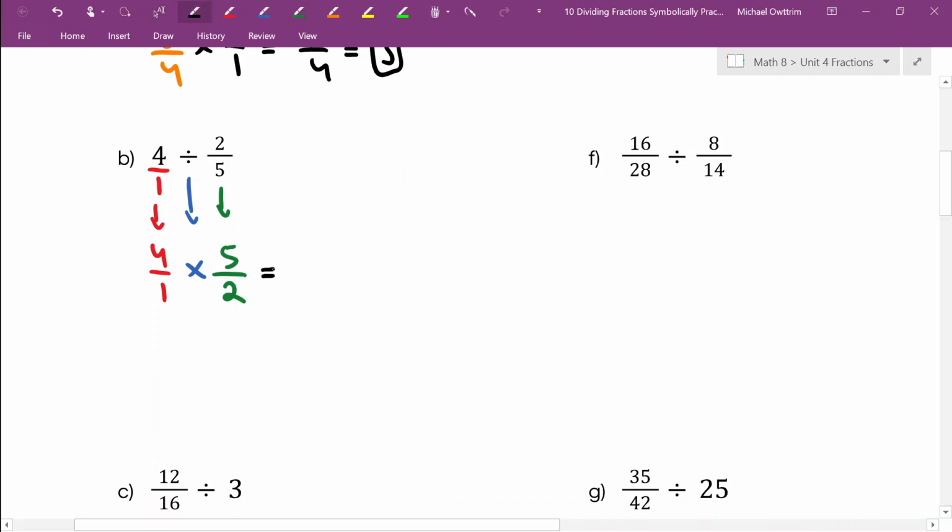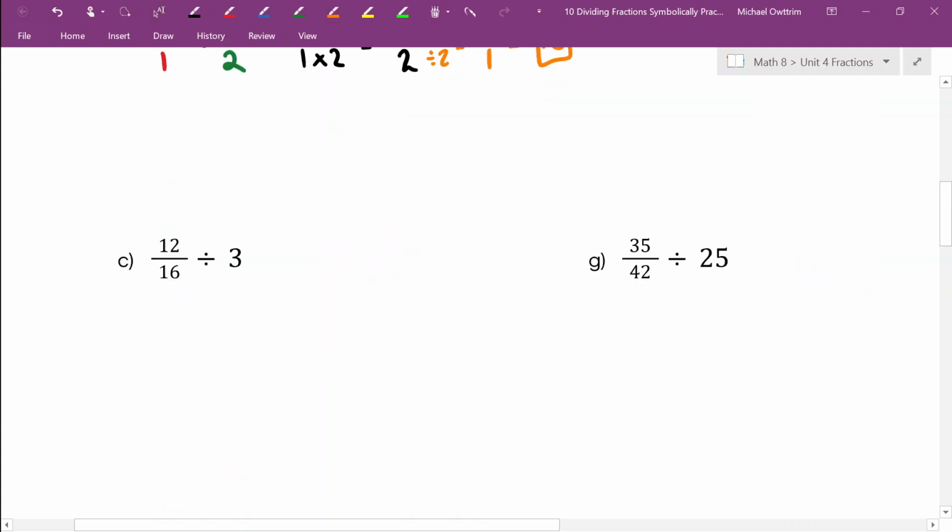Let's multiply that out. So 4 times 5 on the top and 1 times 2 on the bottom. 4 times 5 is 20 and 1 times 2 is 2. And then we can simplify by dividing by 2. Gives us 10 over 1, which is just 10 in simplest form.